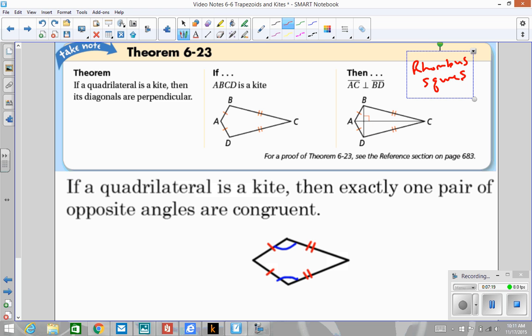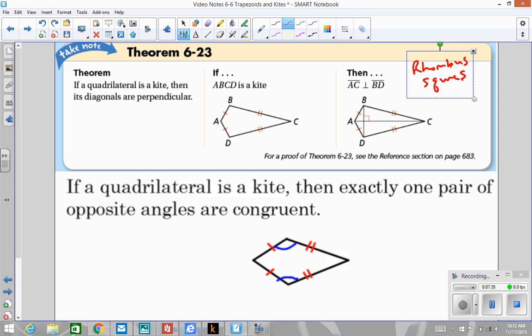Now, the book does not list this one, but most books do. If a quadrilateral is a kite, then exactly one pair of opposite angles are congruent. So it's the pair that's located between the two non-congruent sides. So this pair here and this pair here in blue. Make sure you remember that. That's a property you need to know.